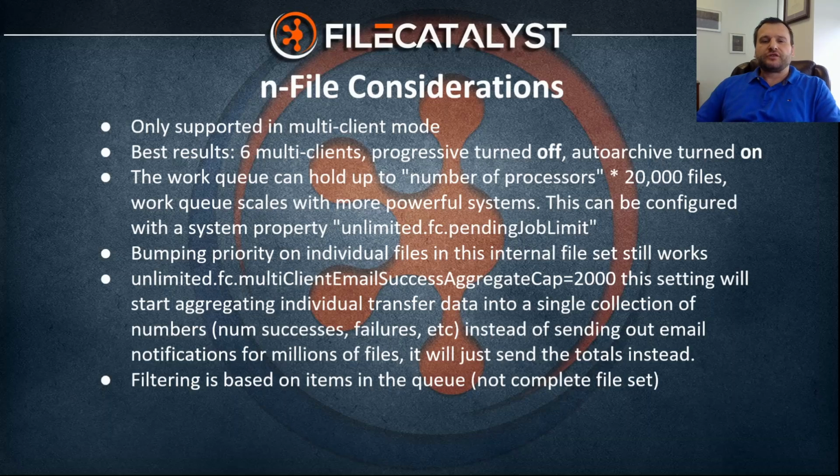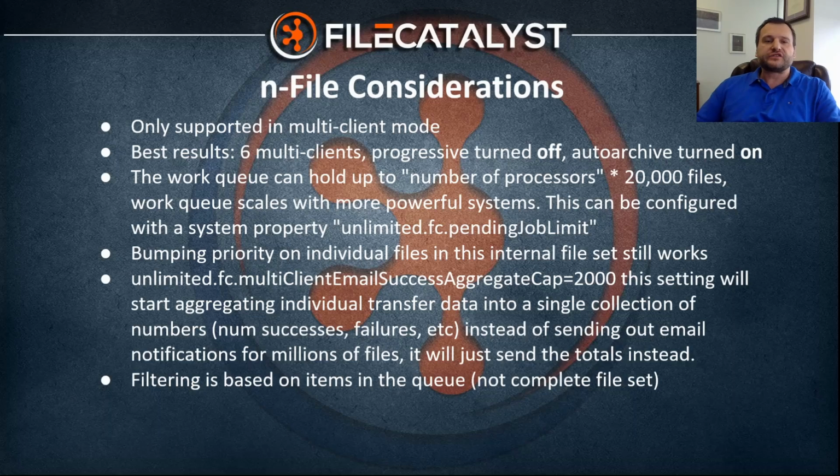Bumping priority on individual files works as well with nfiles. So as the files are available in the queue for transfer, you can bump those files up to speed up the transfer. With emails, we had a little bit of issues. Well, we cannot exactly list 2, 3, 4 million files in an email, as this will crash your email client. So what you can do is create an aggregate cap of files, and this is when the emails will be triggered. So it will, let's say, send only 2,000 files at a time as it's working through the rest. And all the filtering is based on the queue, not on a complete file set.